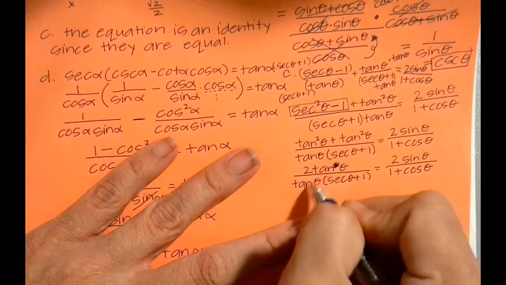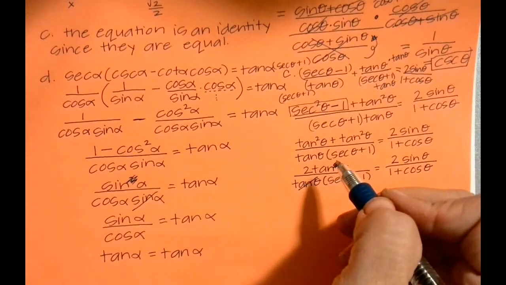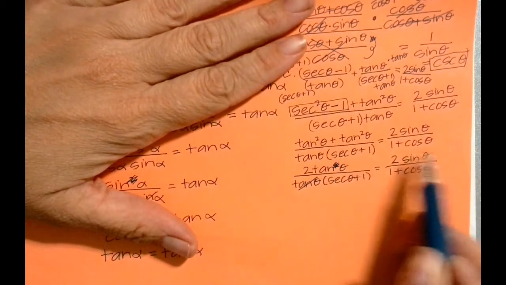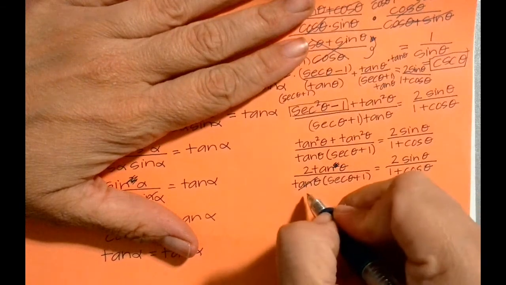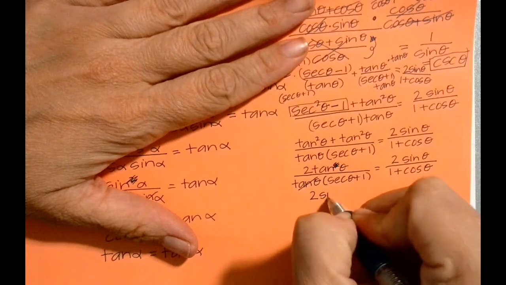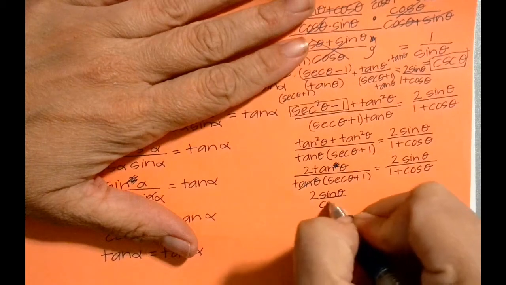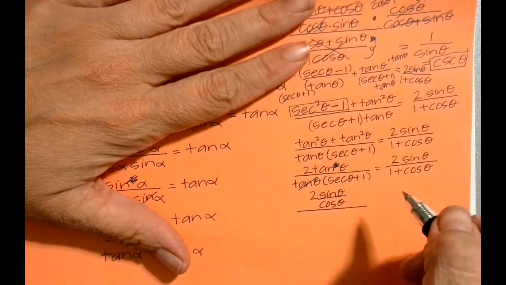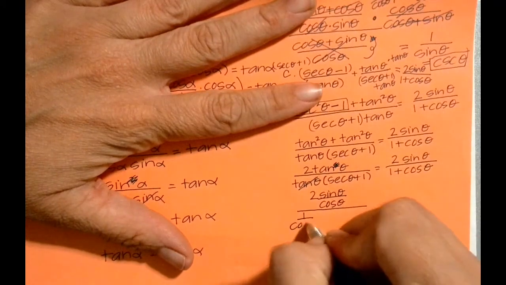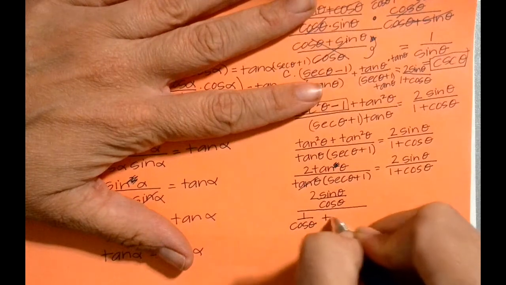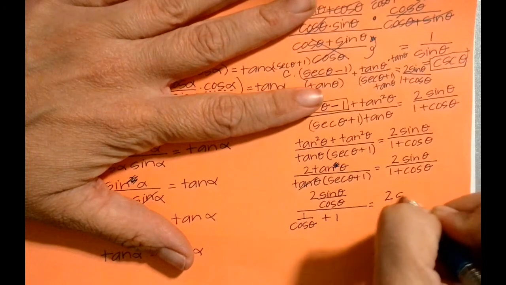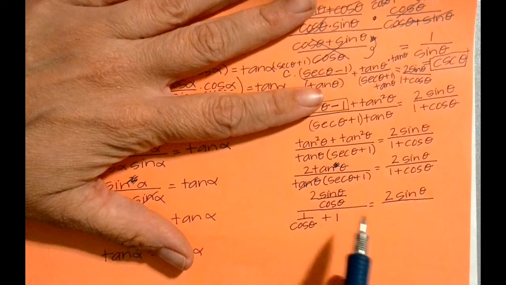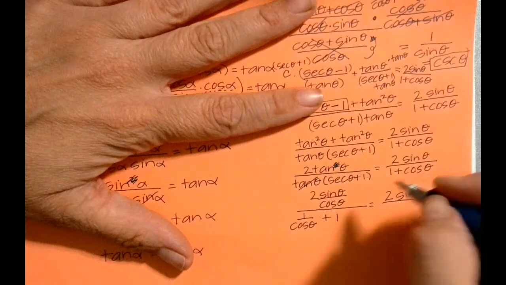So I'm going to be able to cancel that and that. Okay. And now, because this is in terms of sine and cosine, I'm going to start putting everything in terms of sine and cosine. 2 sine theta over cosine theta all over 1 over cosine theta plus 1. So I see that I'm starting to get close because I have the 2 and I have a cosine in the denominator.